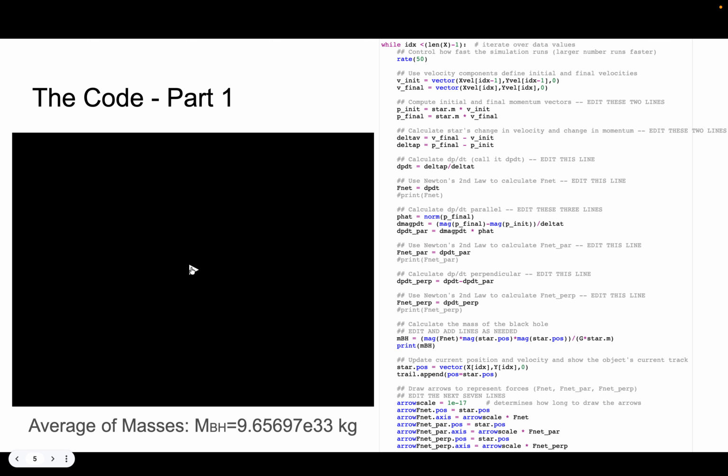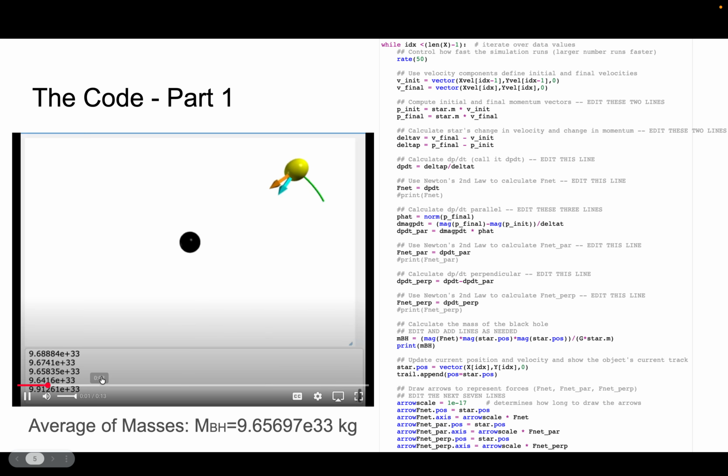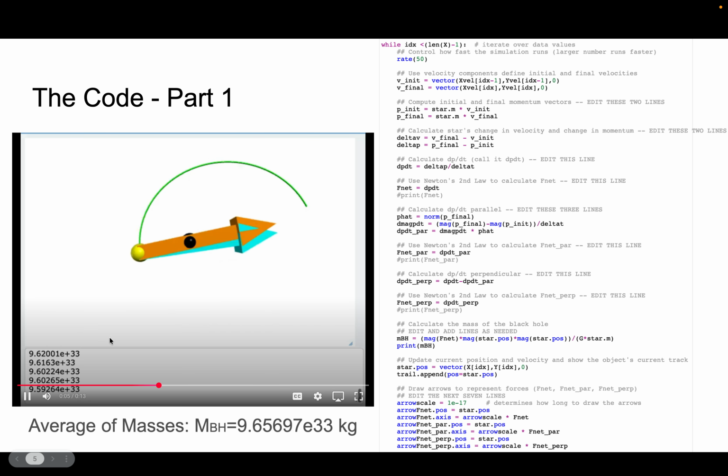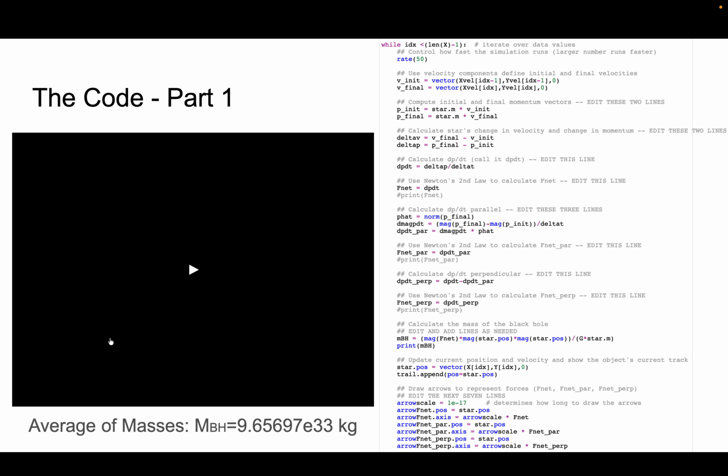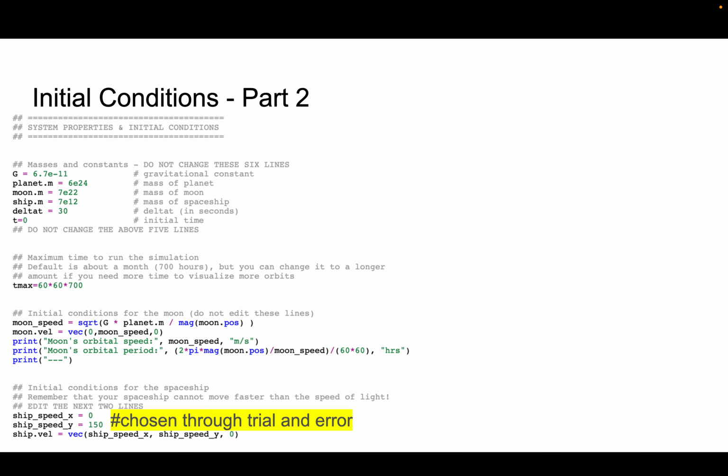Then we use that to calculate the parallel and perpendicular components, which we then use to calculate the mass of the black hole. In this model, you can see that there's a bunch of numbers down here at the bottom. Those are the masses of the black hole at each moment that we model in this computational model. So I took all of those numbers and averaged them to get an average mass of the black hole. I did the same procedure for Fnet, Fnet parallel, and Fnet perpendicular.